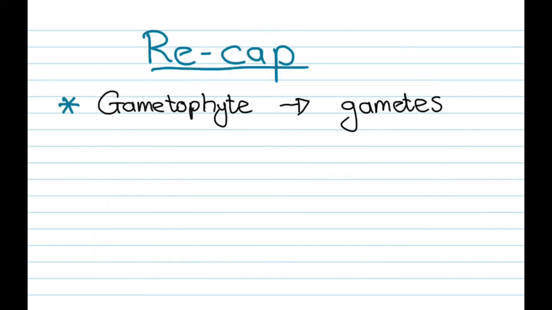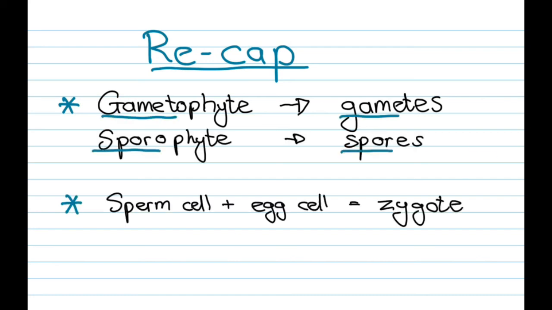So to recap, a gametophyte will produce gametes, a sporophyte will produce spores, and a sperm cell, which is haploid, and an egg cell, which is haploid, will produce a diploid zygote through the process of fertilization. And that is it.